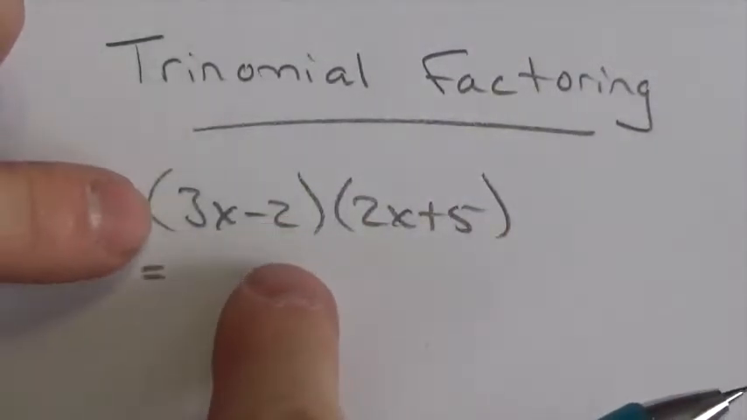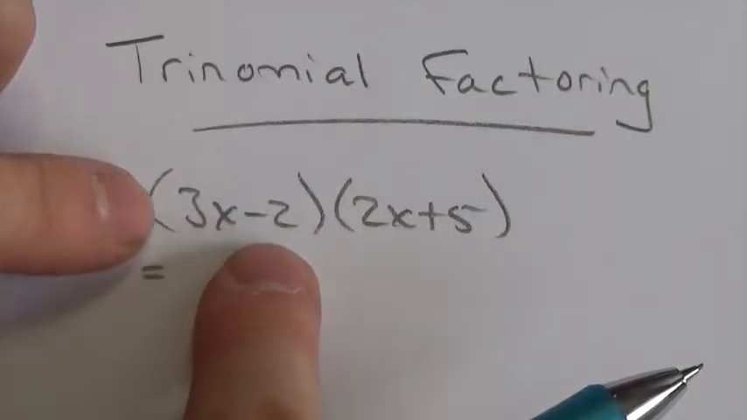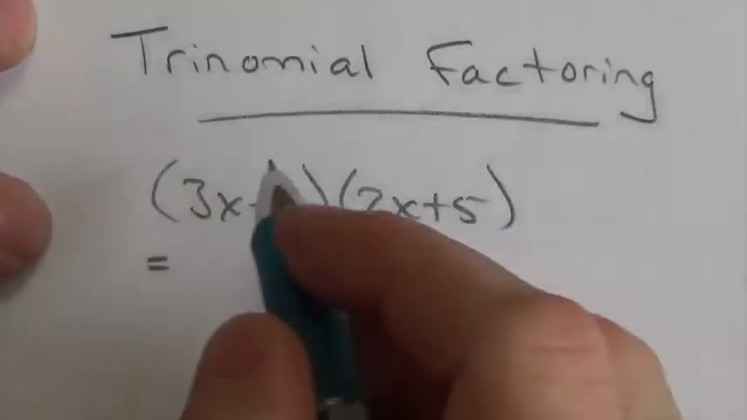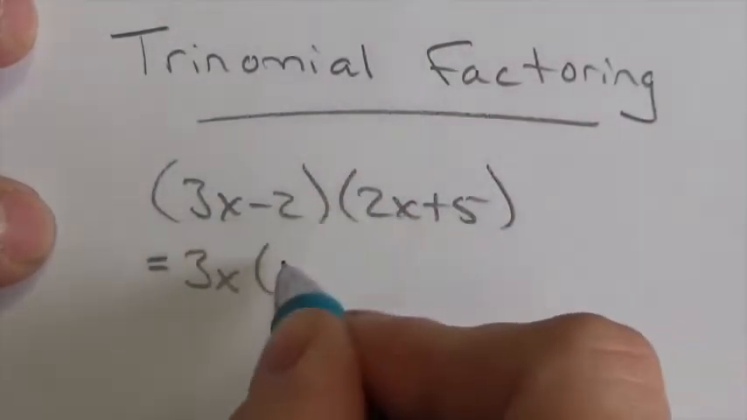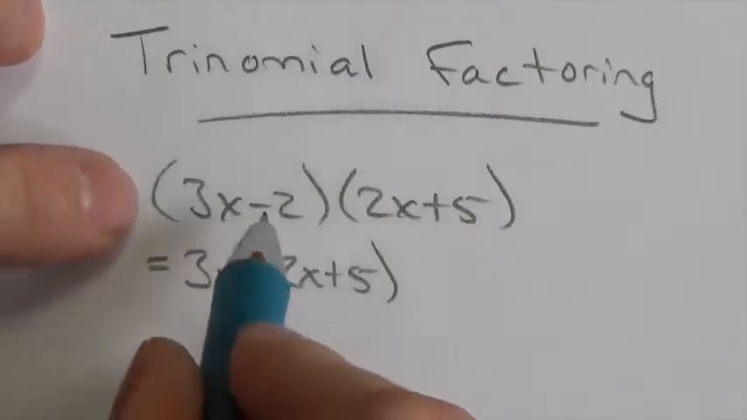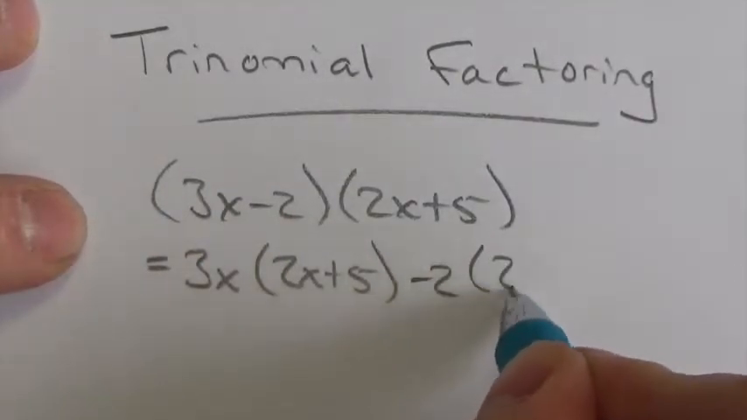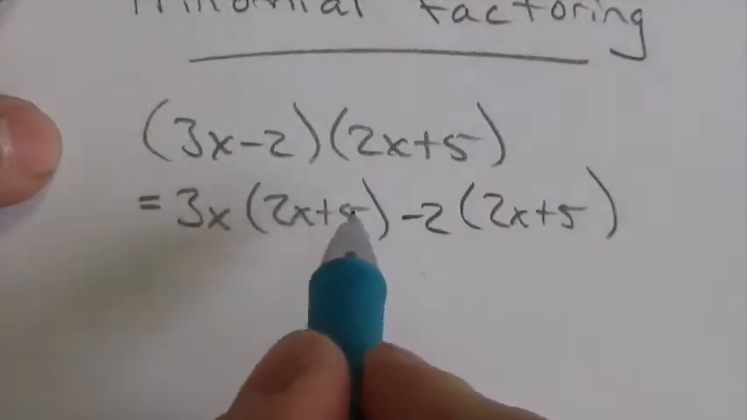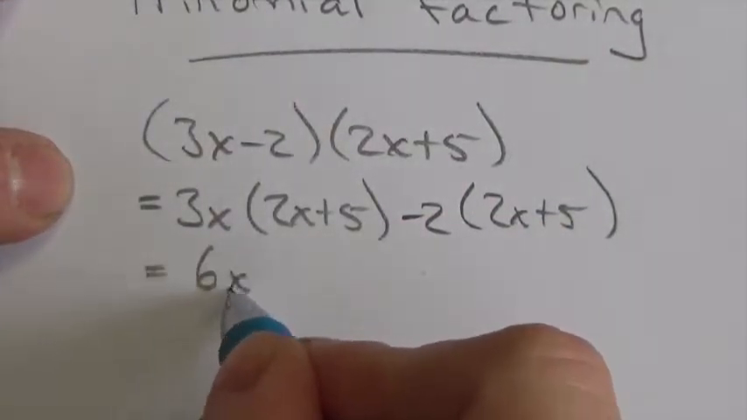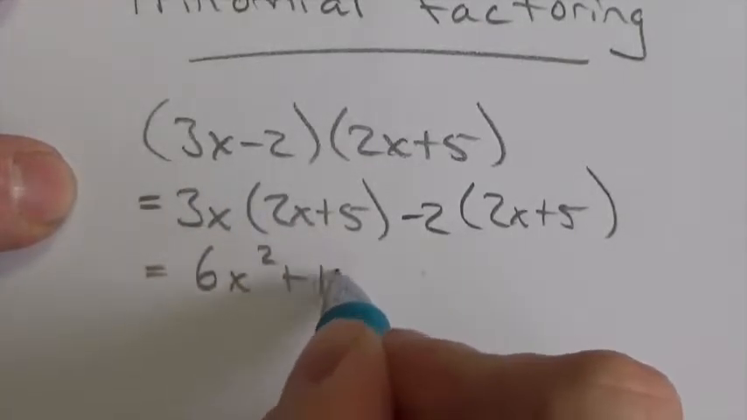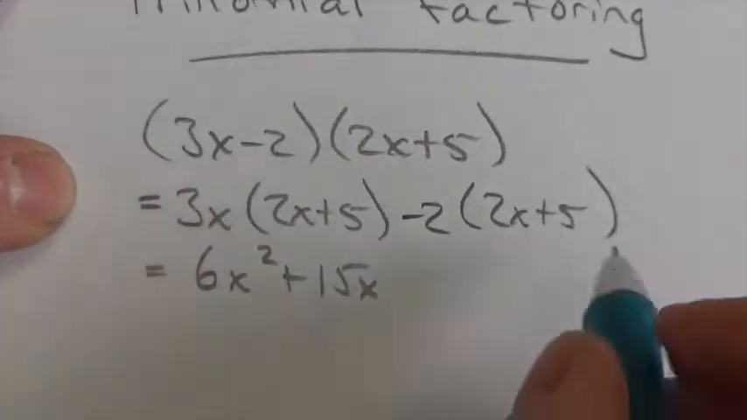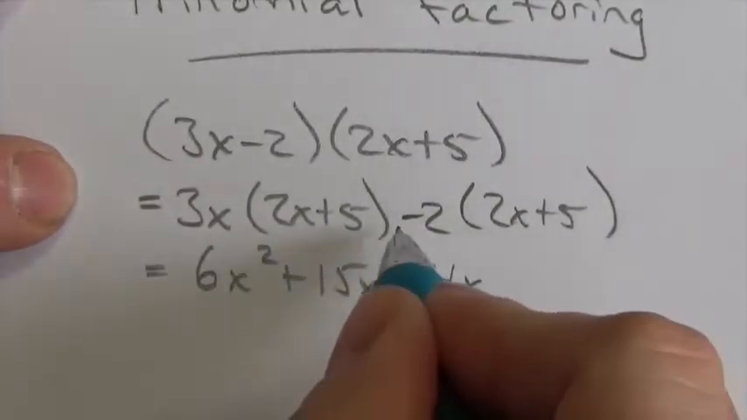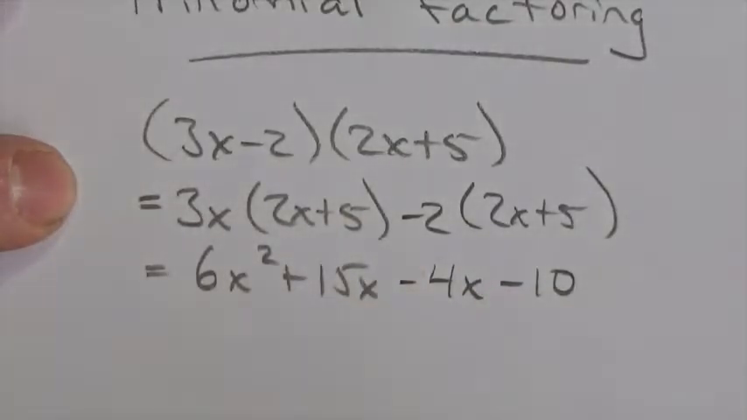And remember how that works here. We take both terms from this first binomial and they get distributed to both terms in the second binomial. It's just a distribution. So 3x will get multiplied by 2x plus 5, and then the negative 2 will also get multiplied by 2x plus 5. 3x gets distributed to those terms, and we get 6x squared plus 15x. Negative 2 then gets distributed to these two terms. We get negative 4x and then minus 10.